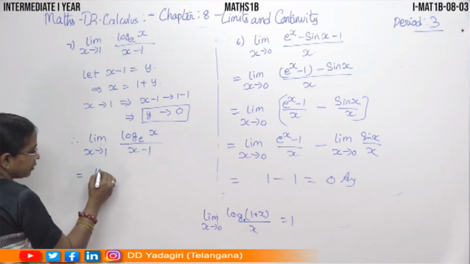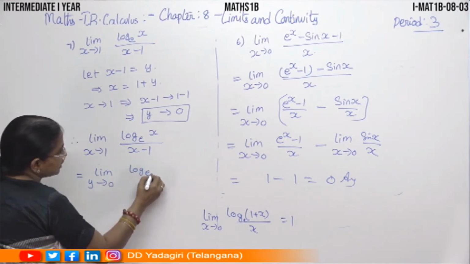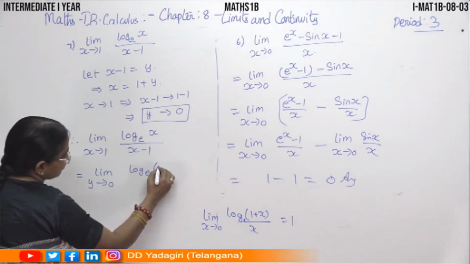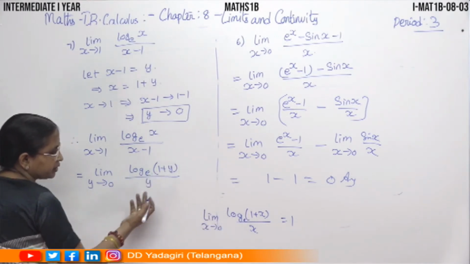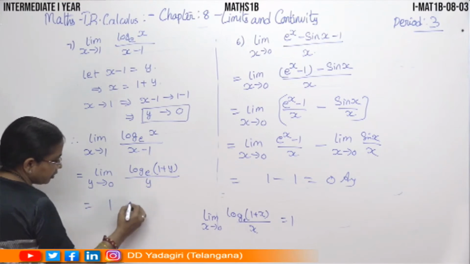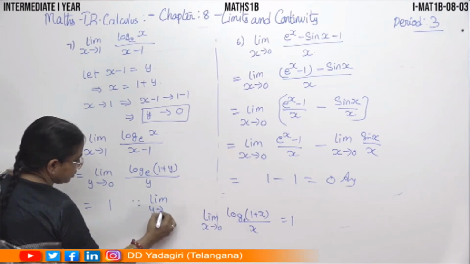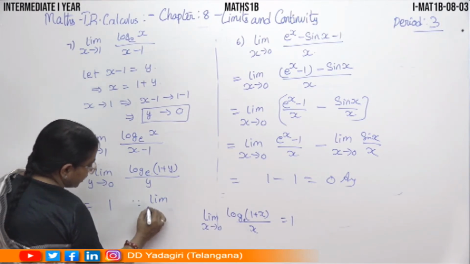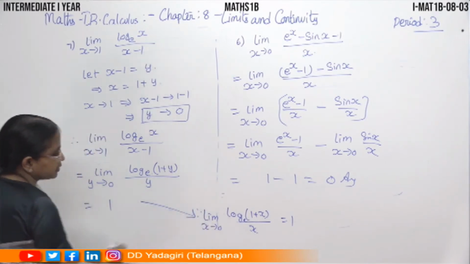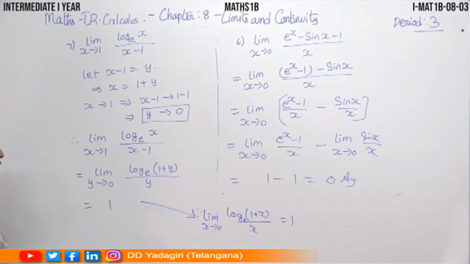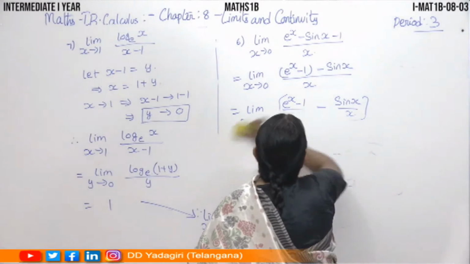Okay, so now I am converting it to y. It is limit y tending to 0 of log to the base e of, what is x? 1 plus y, by y, which is the standard limit. In the place of x, you have y, that's all. It is equal to 1, because the standard limit, limit x tending to 0 of log 1 plus x by x, is equal to 1. Okay, next problem.